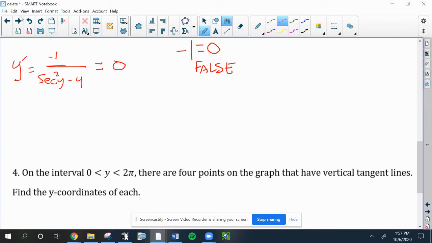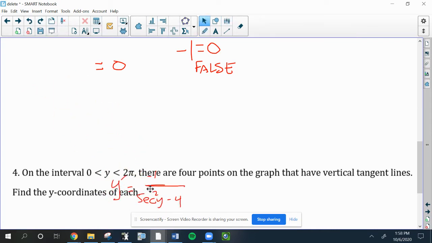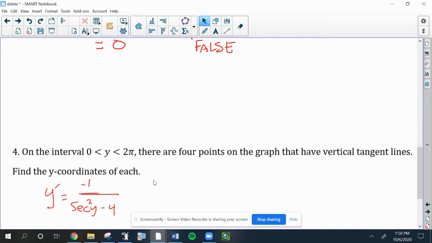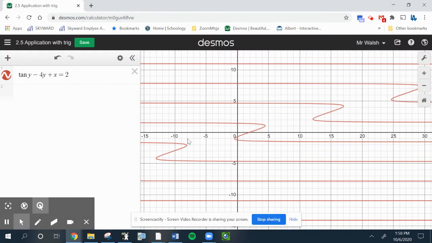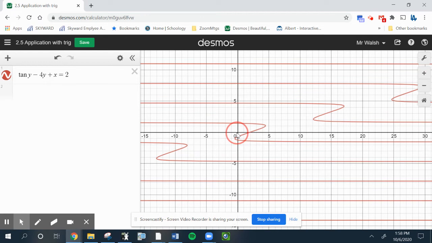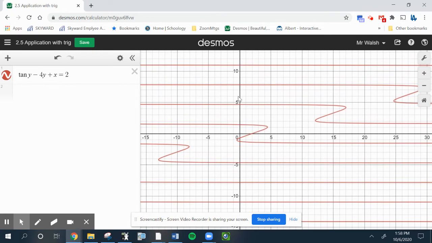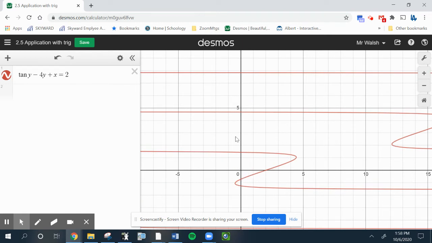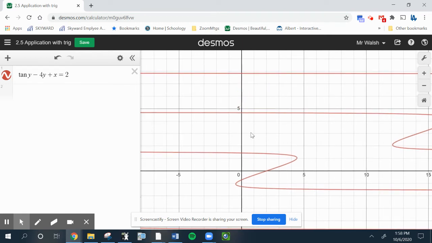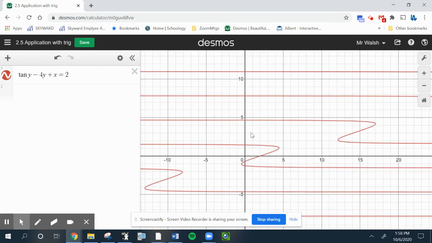On the interval between 0 and 2 pi, there are 4 points on the graph that have vertical tangent lines. Find the y coordinates. So referring back to the graph, we're talking about the interval between 0 and 2 pi, which is about 0 and 6, here and about here, because it's saying y. Are there any spots that there are vertical tangent lines?